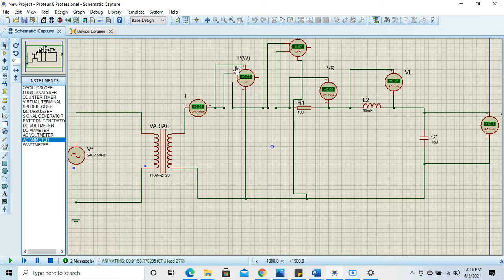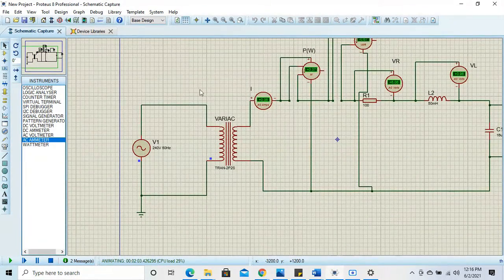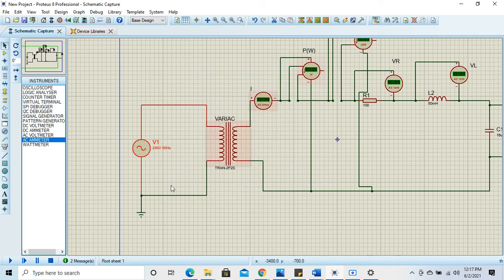For Activity 1A, we used 100 ohm as the resistor value. So we declared first this V sine, where we used the V peak value from 240 VRMS, and we set up the frequency at 50 Hz. And there is the ground, and the transformer.